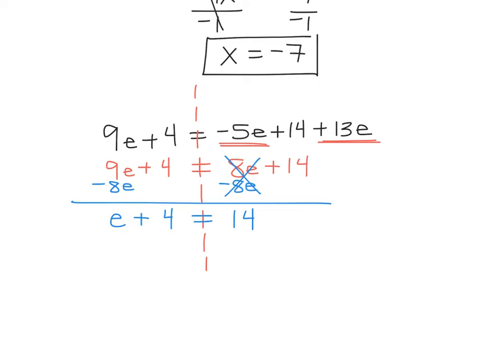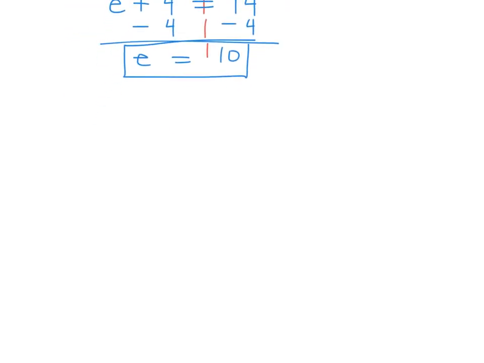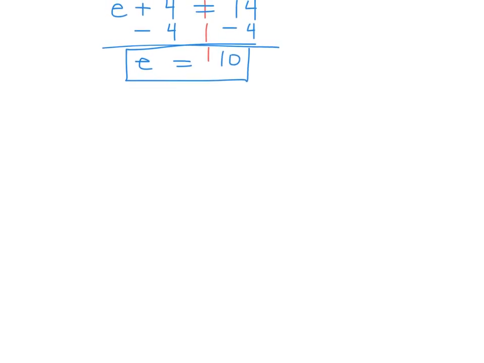Okay, then from there, we would subtract 4 on both sides, and we get e equals 10. And again, you can always plug it in and check it if you need to. All right, we'll do 2 more.